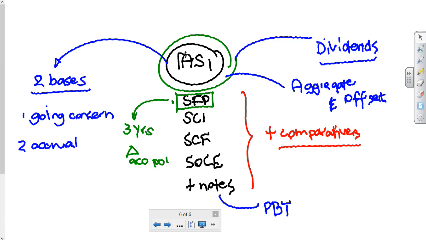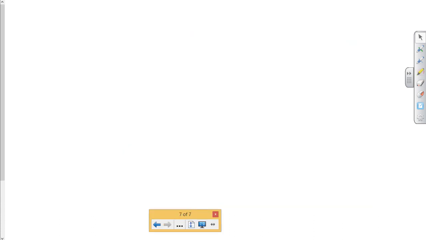Whereas income tax is like 30 marks in the exam. So we're left with 6, 7, 8, and 9. So 4 separate sections of work: 6, 7, 8, and 9.